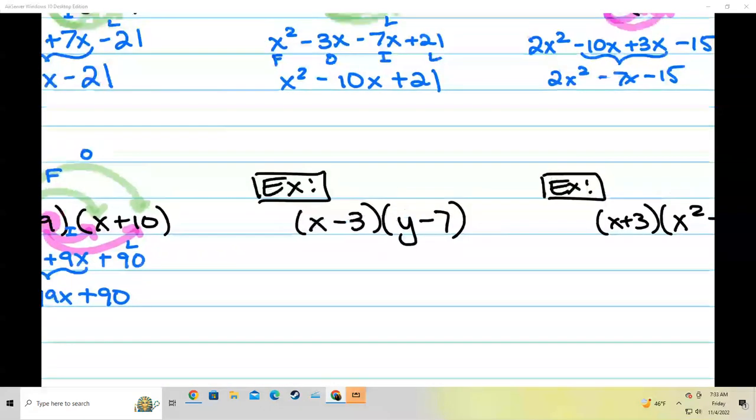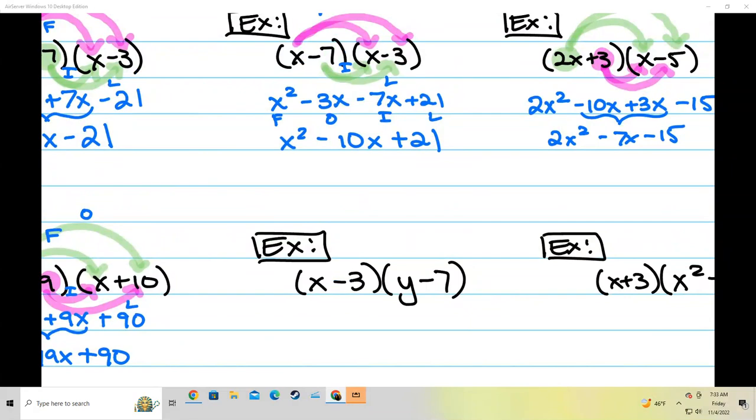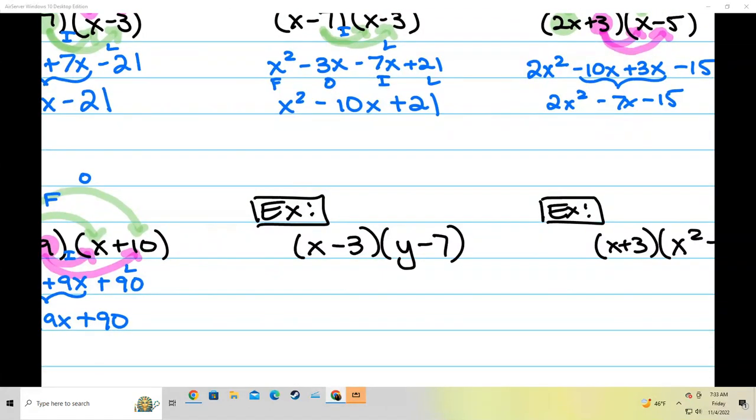Okay. This one looks very similar to the one on top. You see how it says x minus 7, x minus 3? On this one, it says x minus 3, y minus 7. So let's see how that changes. I'm going to just distribute this time to keep flip-flopping on you. Let's start with the first two. I got this x. I'm going to distribute that x. X times y gives me xy.